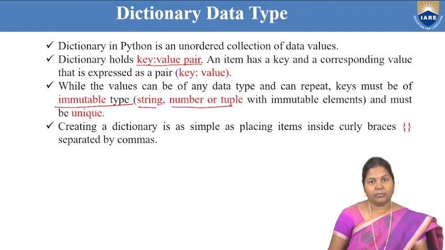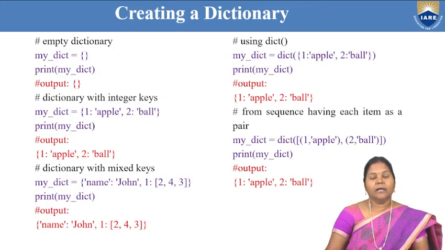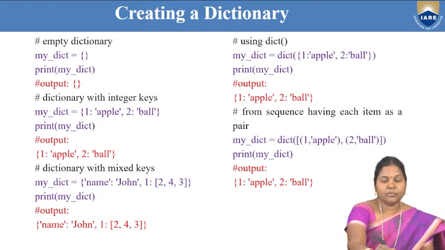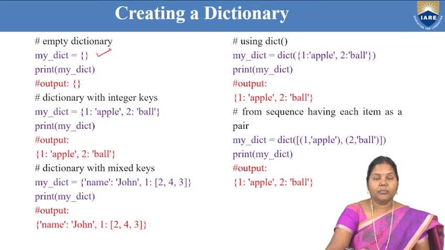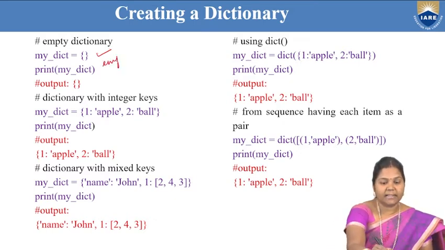Creating a dictionary is very simple. With the help of the curly braces, a list of key value pairs can be written separated by commas. Now first let us see the example of how to create a dictionary. To create a dictionary, we have to use the curly braces and write a set of key value pairs. So in this example, suppose my dictionary is equal to curly braces open and close. This will create one empty dictionary.